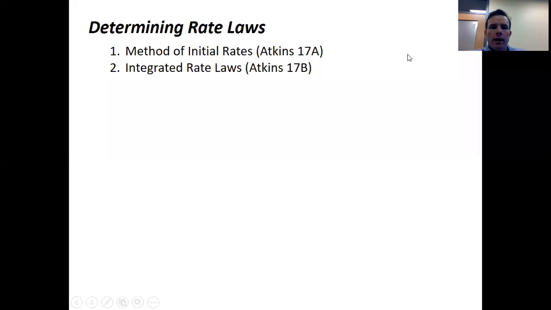Okay, so in the next two videos, I want to talk about how we determine rate laws. And there are two methods. First is called the method of initial rates, it's described in Atkins 17A. And then the second is called integrated rate laws in Atkins 17B. We're going to start here. I'm talking about the method of initial rates in this video.